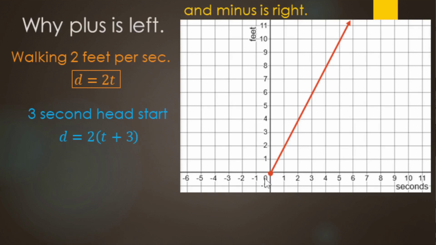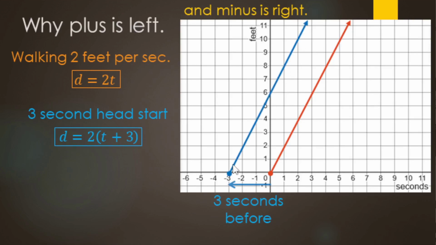So you're starting here at time 0. Well, 3 seconds before is going to be to the left of where you start. So they're going to start to the left 3. So they're going to start here and still walk 2 feet per second. Okay, so even though we added 3 here, it moves to the left. So again, normally we think it moves to the right.